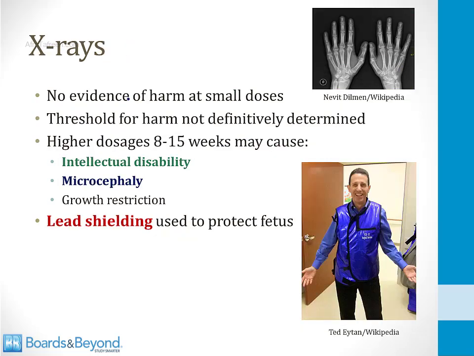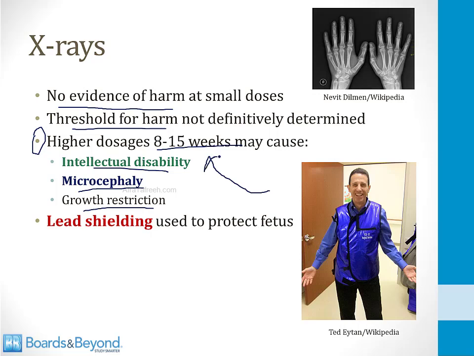X-rays are another potential teratogen. This is somewhat controversial because there is no evidence of harm at small doses, and the threshold for harm, meaning the amount of X-rays it takes to harm the baby, has not been definitively determined. Most sources agree that higher dosages at 8 to 15 weeks can potentially cause intellectual disability, microcephaly, or growth restriction. Most of these data are based on women who were pregnant and survived the atomic bombs in World War II. Based on those data, we think that high dosages of X-rays are harmful at this period of time.